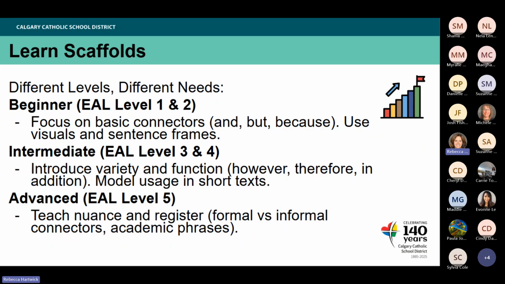And then for our advanced EAL level 5 students, we would teach nuance and register, formal versus informal connectors, and then academic phrases. So again, this is the part where we're really focusing on that academic rigor and giving students the skills in order to find success in those classes that require the more possibly formal and also very academic terms.